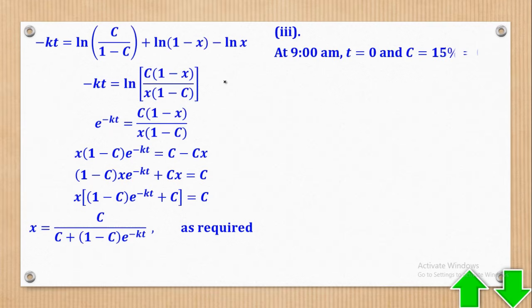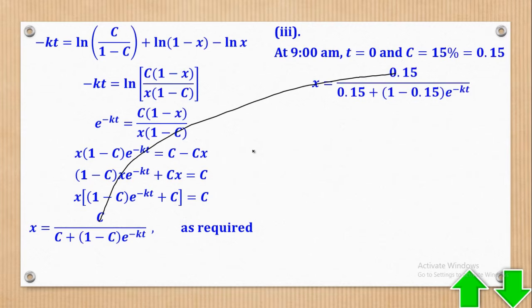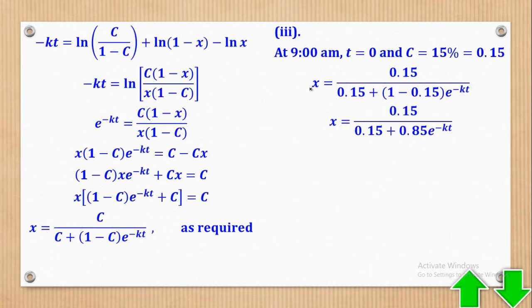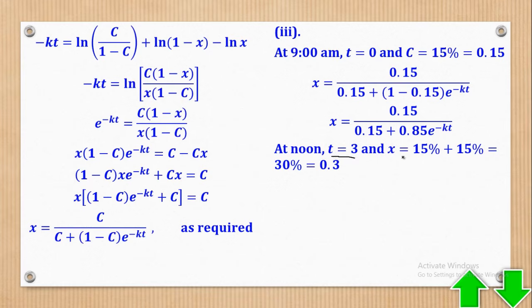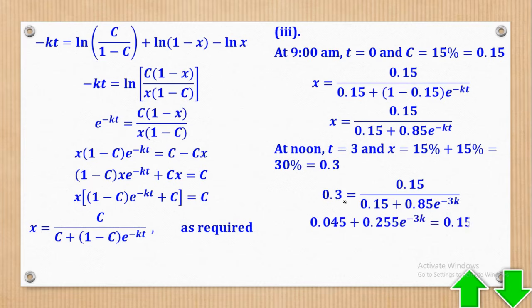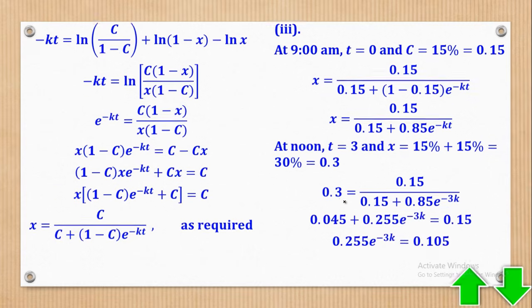So you come here and substitute for C, which will be that. So where there is C, we shall put there 0.15. We shall not substitute for T because what we wanted is to get the value of C. And simplifying can give you that. What about at noon? At noon, T is equal to 3 and X is equal to 15 plus 15, which is 30, and that 30% is 0.3. Therefore, substitute for X and for T to come up with that. Then try to simplify by cross multiplying and look for a way of getting the value of K.